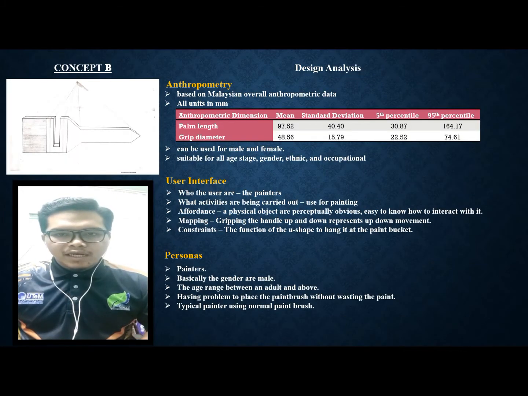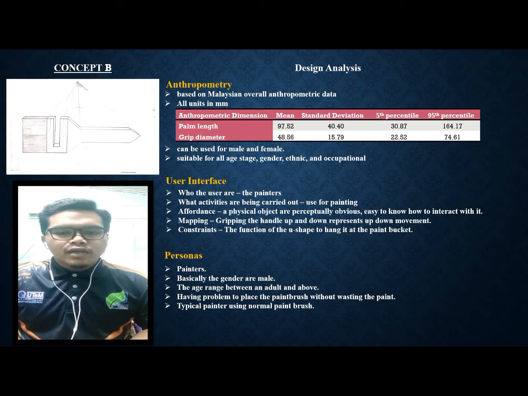Next is concept B, design analysis. The anthropometry of this concept design is based on Malaysian overall anthropometric data as shown in the table, all units in mm. For the anthropometric dimension of palm length, the mean is 97.52, the standard deviation is 40.40, the 5th percentile is 30.87, and the 95th percentile is 164.17. For the grip diameter, the mean is 48.56, the standard deviation is 15.79, the 5th percentile is 22.52 and the 95th percentile is 74.61.